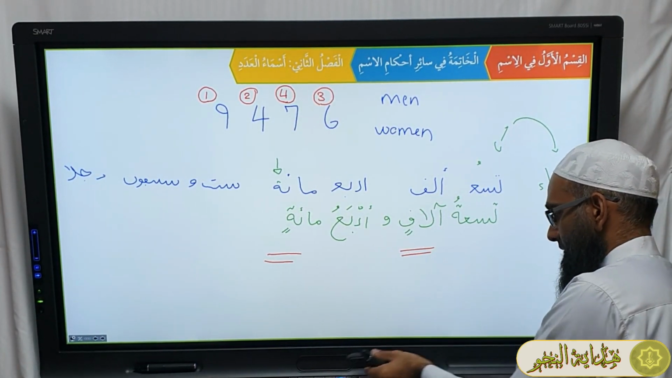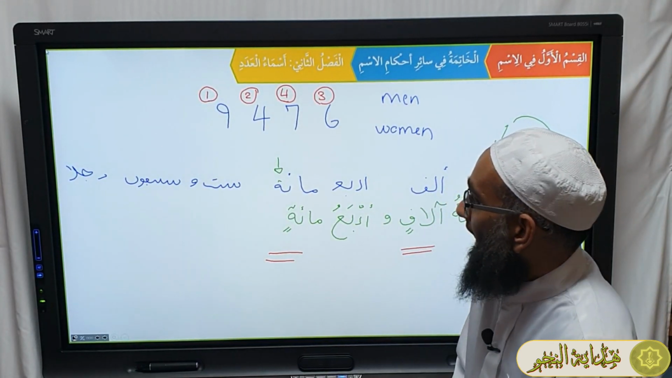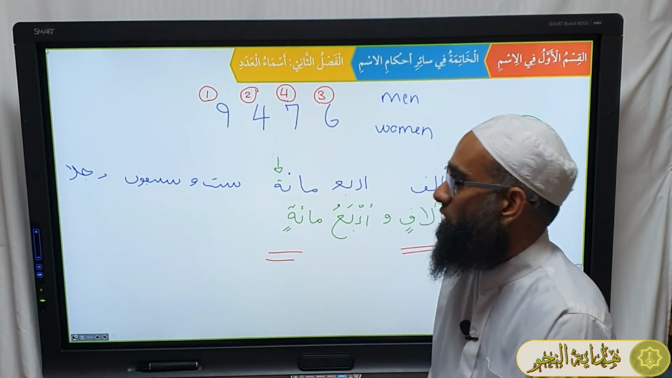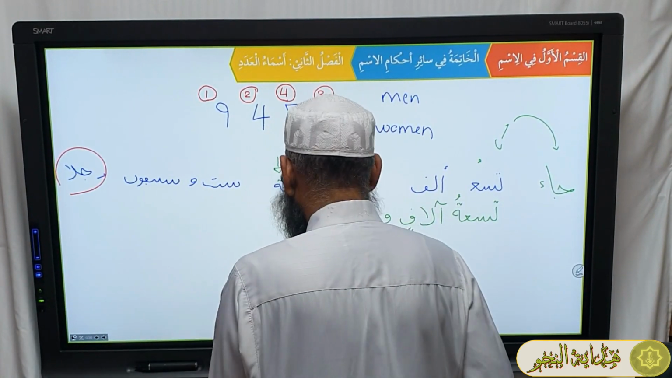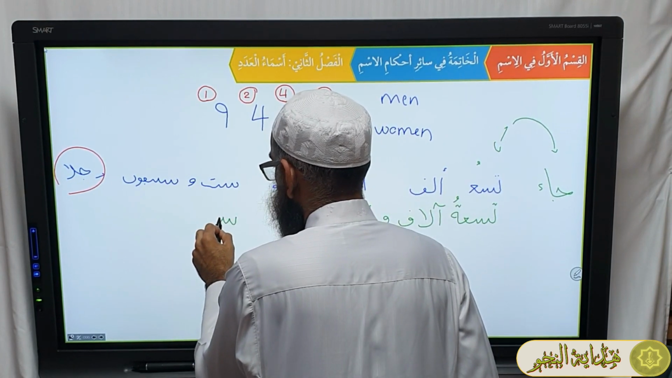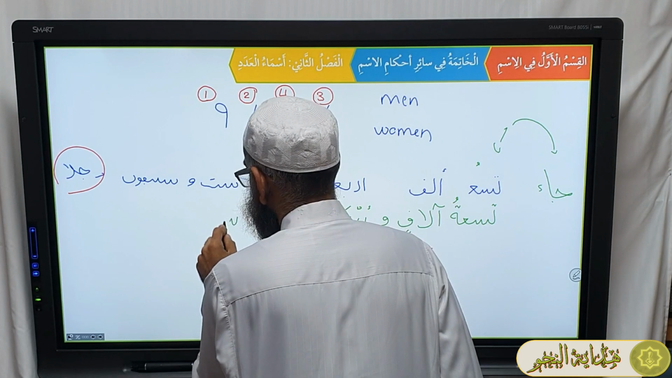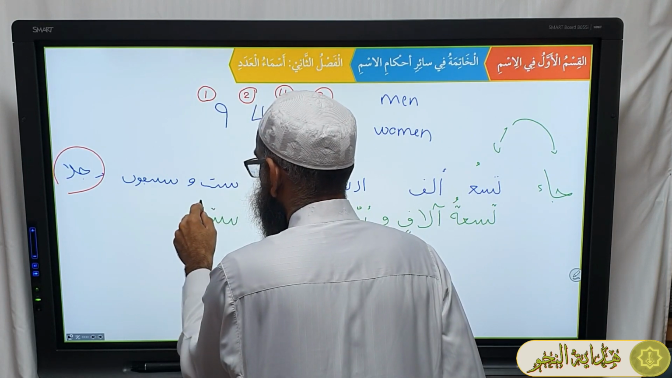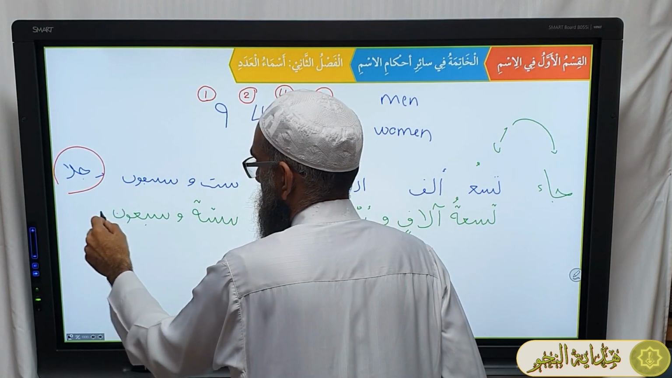Okay? Let's finish this off first, inshallah. And now we have rajulun. Because rajul is masculine, and now sittun, you'll have a female version. You have here, this is 76. ستة وسبعون رجلا.